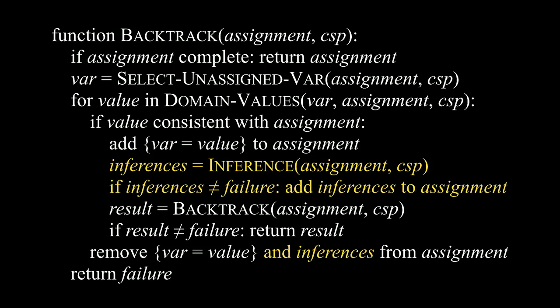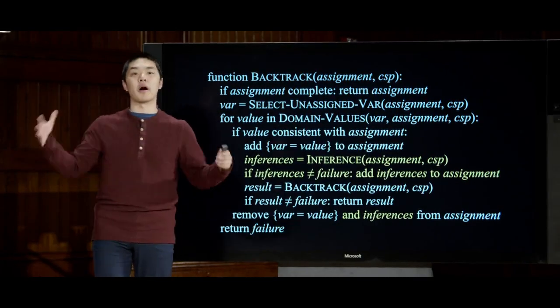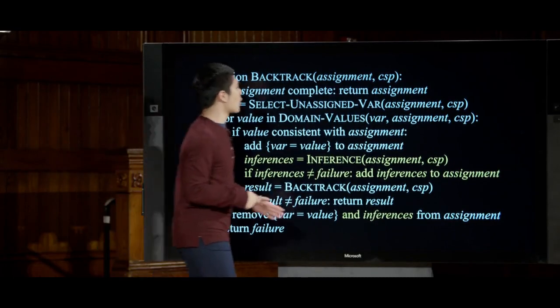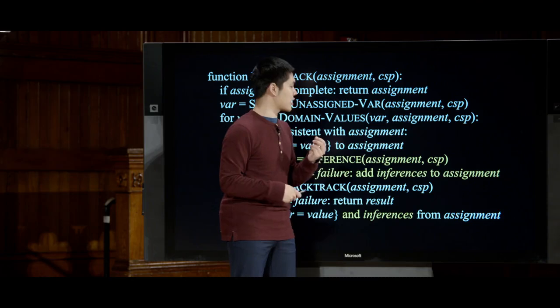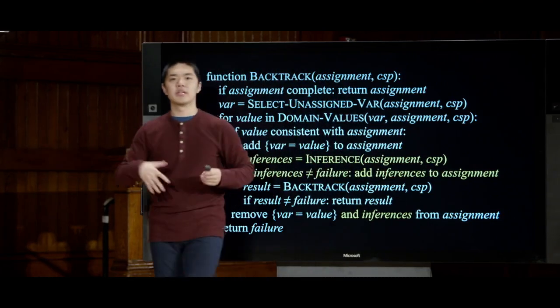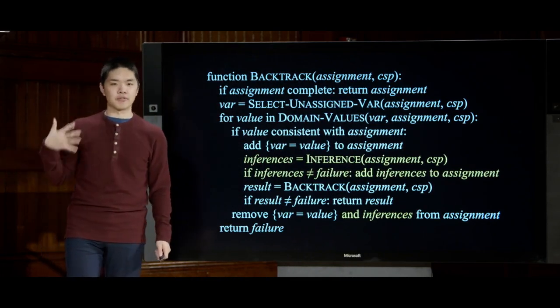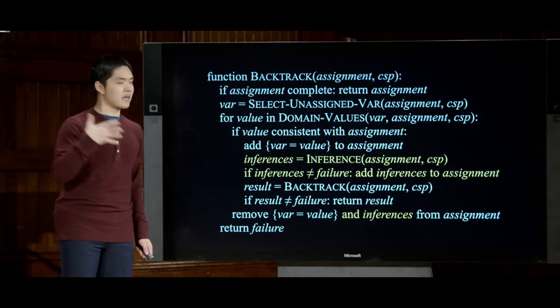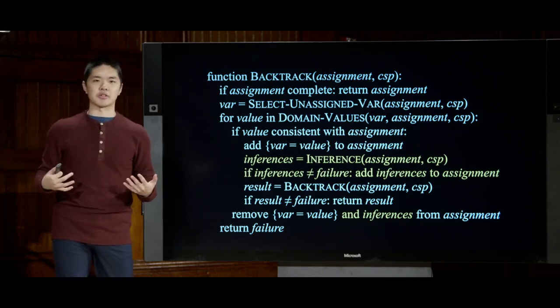That might happen one time. It might happen many times. And so long as those inferences are not a failure, as long as they don't lead to a situation where there's no possible way to make forward progress, well, then we can go ahead and add those inferences, those new pieces of knowledge I know about what variables should be assigned to what values. I can add those to the assignment in order to more quickly make forward progress by taking advantage of information that I can just deduce, information I know based on the rest of the structure of the constraint satisfaction problem.